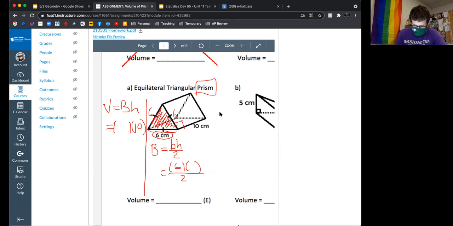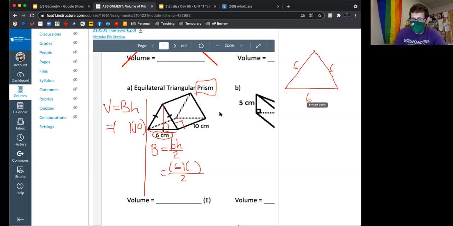Because the height, let me clear this shading I did. The height here has to be perpendicular to the base. All of our dimensions always have to be perpendicular. If you can remember that rule, you're going to make very few mistakes. So to finish solving this, let me just extract this base shape right here. So that's supposed to be an equilateral triangle that's 6 on each side with a line coming down and a right angle right there.